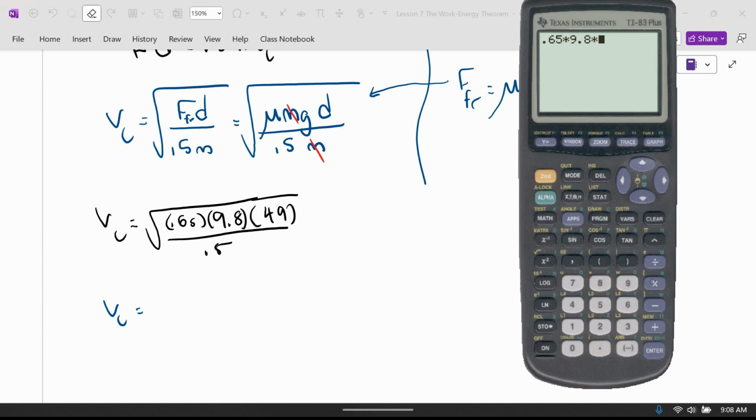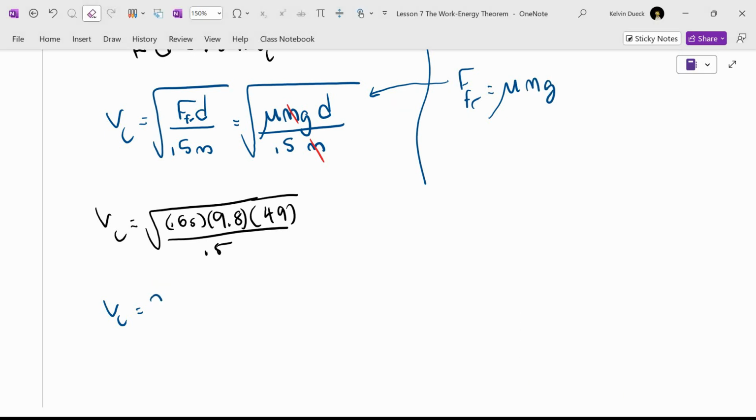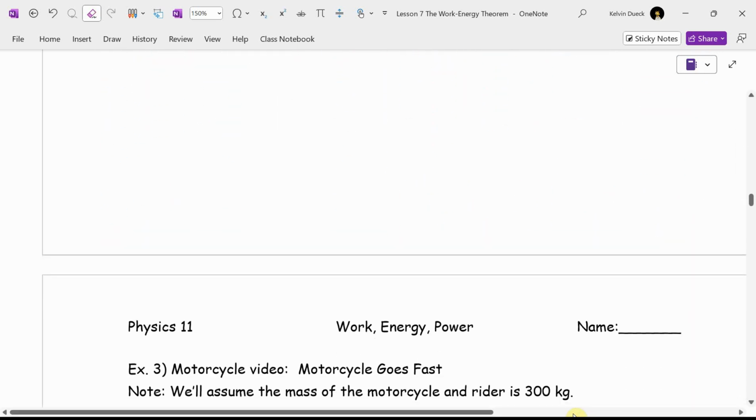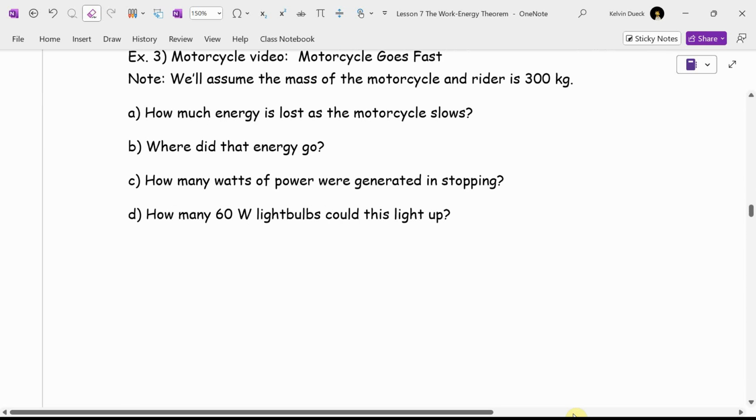0.65 times 9.8 times 49 divided by 0.5, square root. Do you all get 25? Could you multiply that by 3.6? What's that in kilometers per hour? 90 in a school zone? Yeah, we can charge this person. Yeah, dumb people and speed.